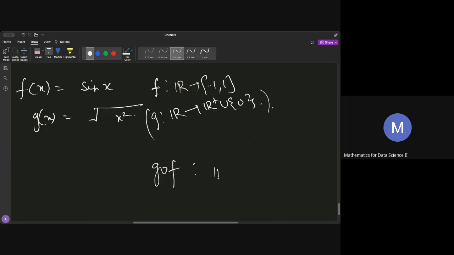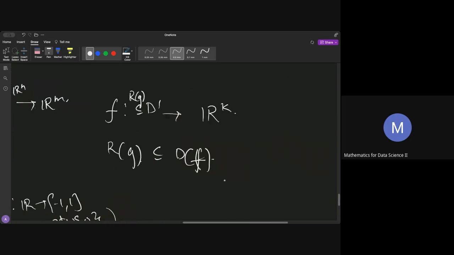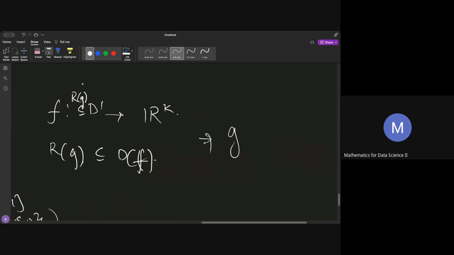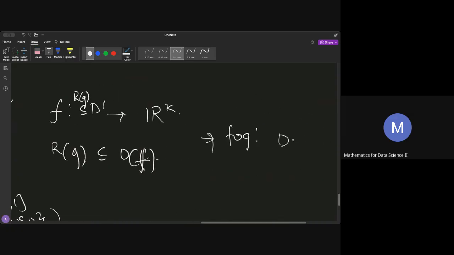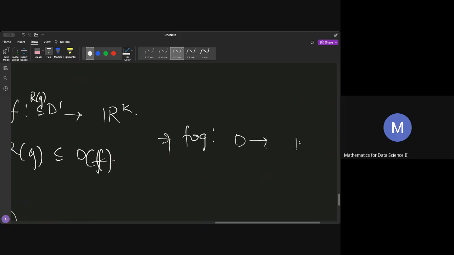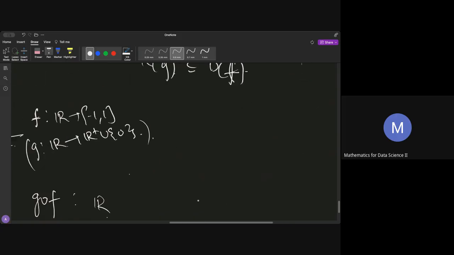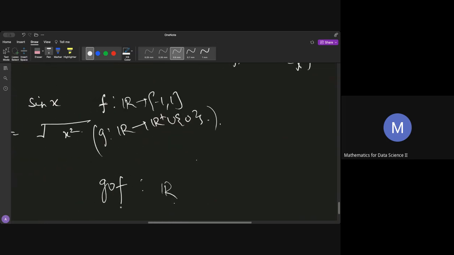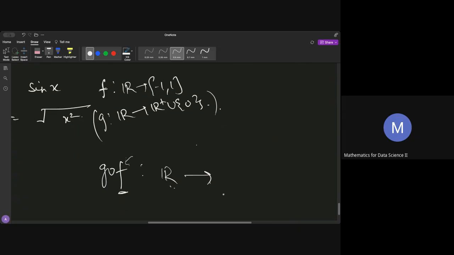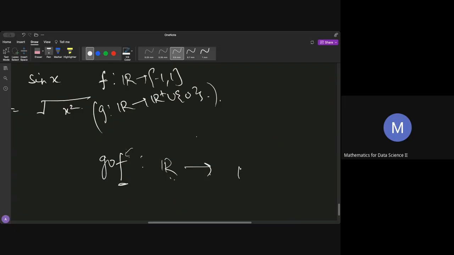The domain of F is this. If it is valid, then it will be a function from R. FOG is a function from the domain of G to the codomain. So if we have to take GOF, then it should be from the domain of F, the domain of the inner function, this R, to the codomain of G, which is R plus union 0, right? If it is valid.